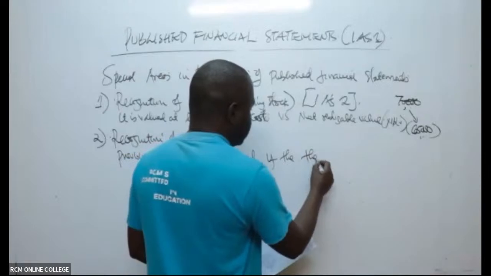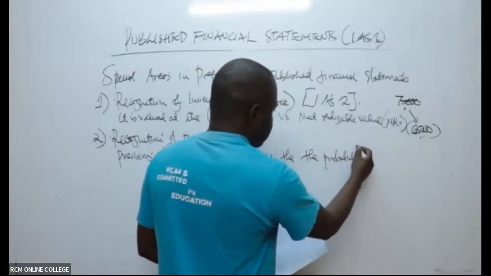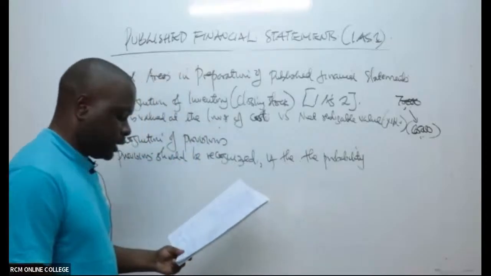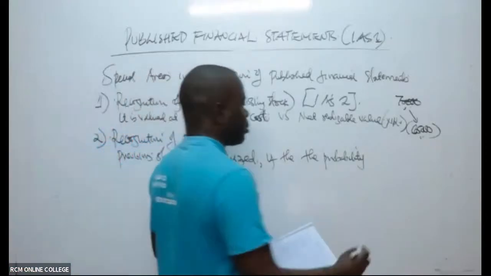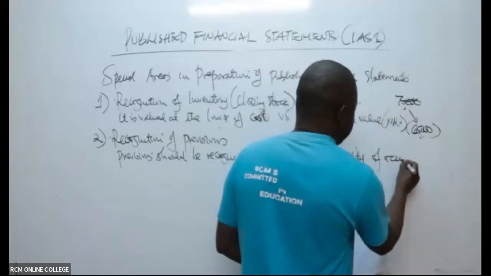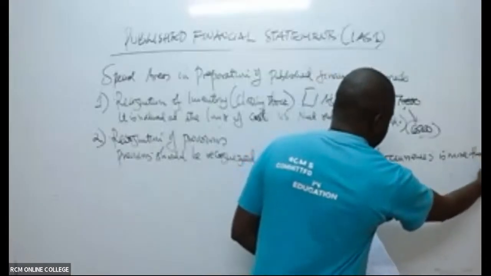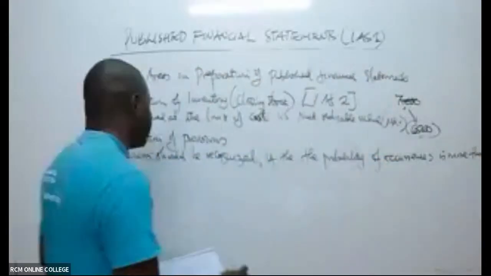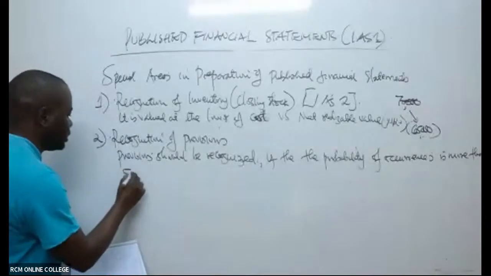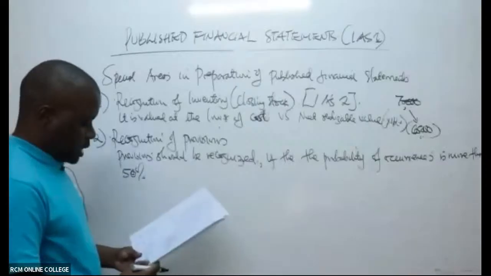the probability of occurrence is very high. If the probability of occurrence is more than, let's say, exactly more than 50%.